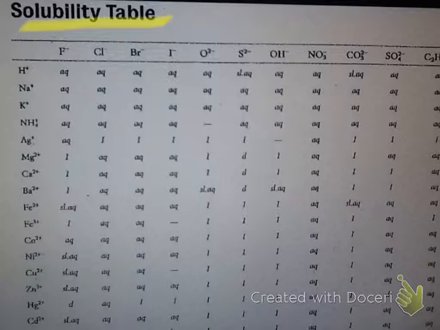And solubility tables are generally in different books or in different forms. Here's an example of one. Basically, a solubility table shows whether an ionic compound is soluble in water. So we're testing all of these as soluble in water. And there are going to be 3 different outcomes. If something's soluble in water, you're going to see an AQ written beside it. Soluble. That means soluble in water.